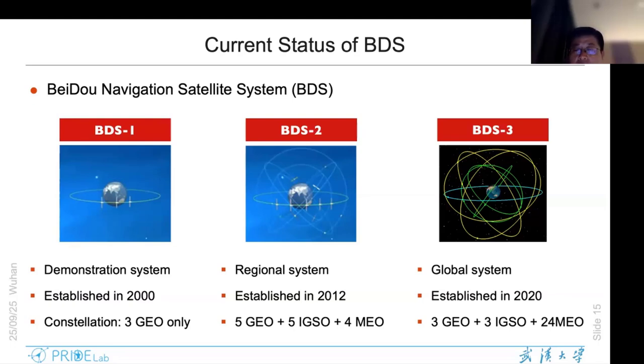The BDS3 system is a global system, which is closer to GPS and Galileo. It has about 30 satellites in space, composed of 3 GEO satellites, 3 IGSO satellites, and 24 MEO satellites flying around the globe. You can see at least 4 satellites at any corner of the globe. This was established in the year of 2020.